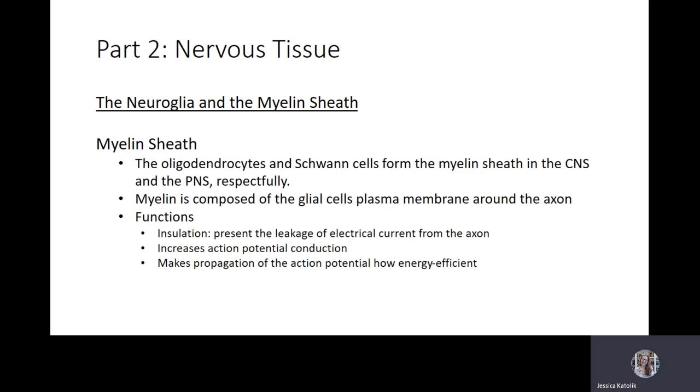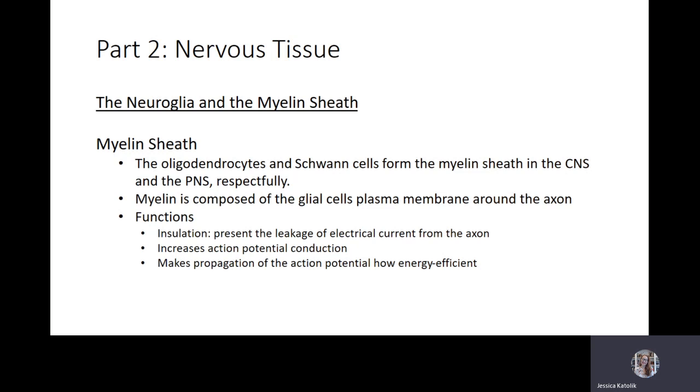So, what is myelin? Essentially, myelin is going to be the glial cell, either the oligodendrocyte or the Schwann cell, depending on where we are. And this glial cell is going to take its plasma membrane and wrap it around the axon in a concentric pattern. So it's going to roll itself around the axon. It is important to know that the plasma membrane is lipid-based, and because it is lipid or fatty, it creates a really, really good insulator.